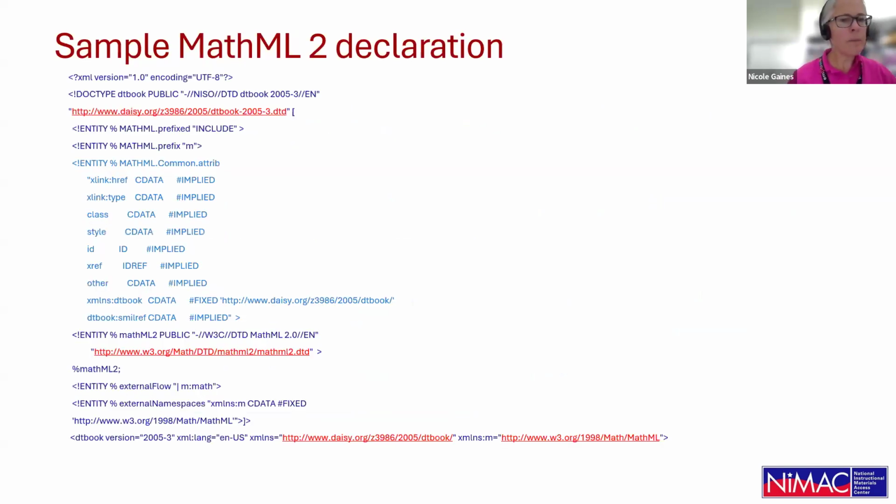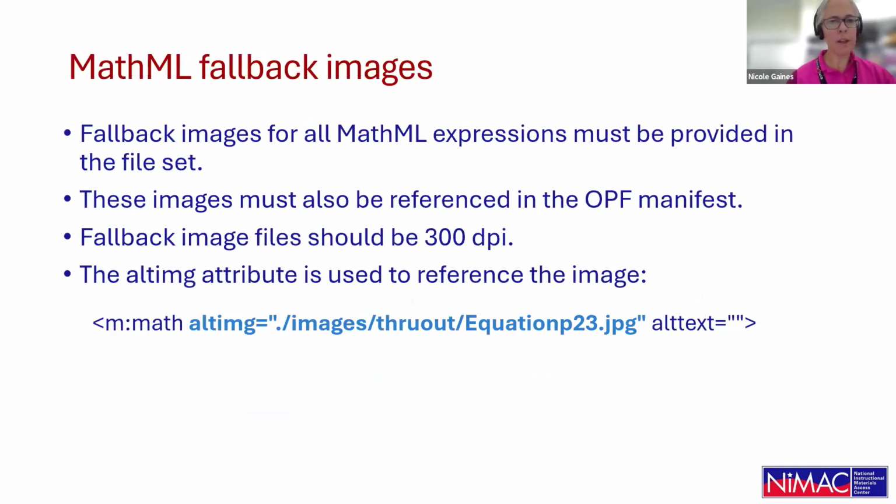The other pointer that I want to mention, Liz had mentioned this earlier on in talking about the OPF and the manifest, and that is that, while MathML is extremely valuable, it is not universally supported at this point. And for that reason, it is important to ensure that you have included fallback images for the MathML expressions. So these are referenced in the OPF manifest, and they should be 300 dpi, and those will be referenced on the alt image attribute on the math tagging. So if you have any questions about that, feel free to reach out.